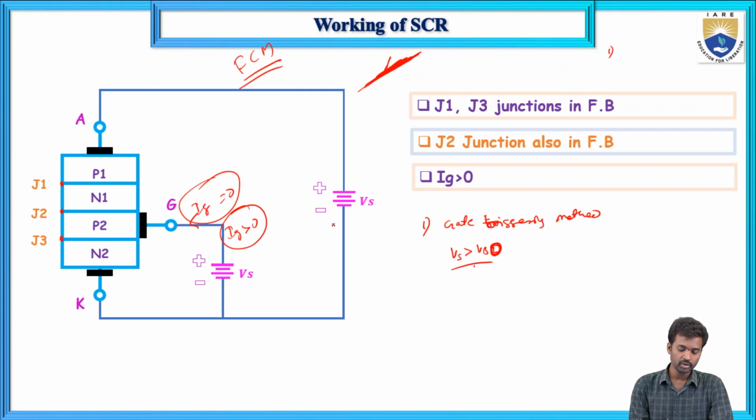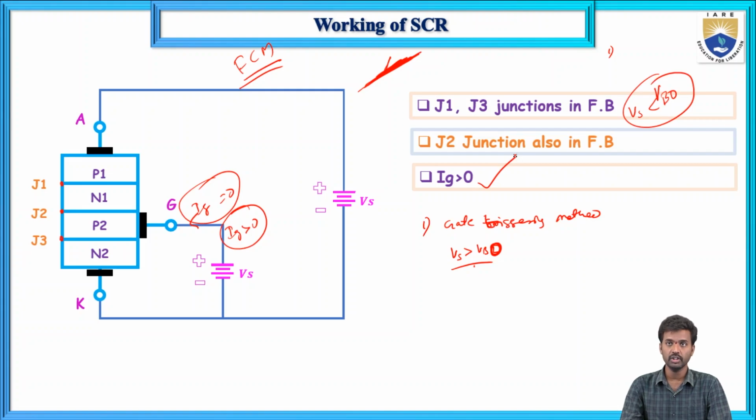When you increase the supply voltage to a particular critical point, the J2 junction avalanches, meaning it breaks down, and current flows. Even though we are not giving the gate pulse, the three junctions are in forward bias and current flows from anode to cathode. In this case, if VS is less than VBO and you give the gate pulse, then also current flows. These are the second method.